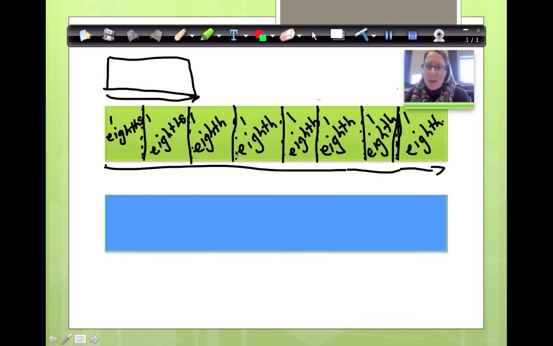Now I'm going to erase mine. You are going to turn yours over to the back side and let's write what we need to write on it. So let me erase this part.